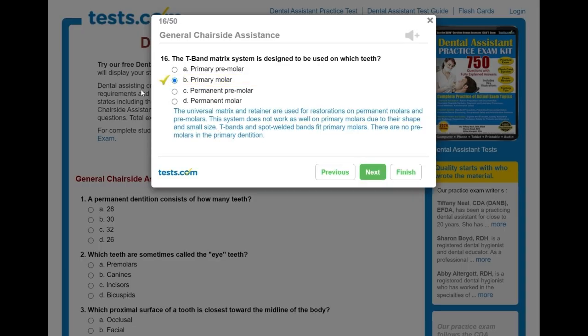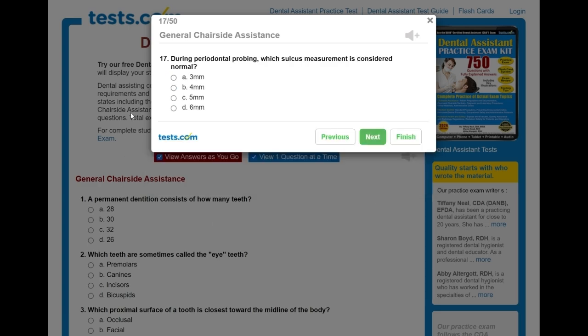B. Primary molar. The universal matrix and retainer are used for restorations on permanent molars and premolars. This system does not work as well on primary molars due to their shape and small size. T-bands and spot-welded bands fit primary molars. There are no premolars in the primary dentition.